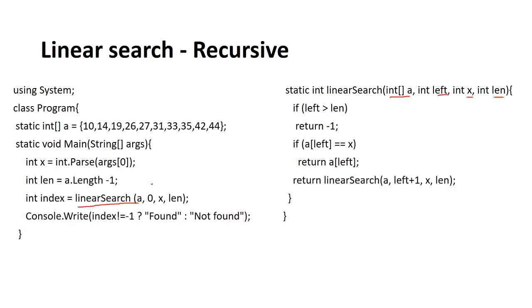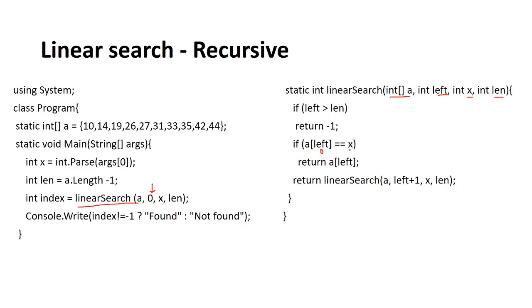You see here, the first time the value of length is 10. Now is 0 bigger than length? Since we are searching from here, we are increasing the left every time, and if it is bigger than length, it means that we crossed the limit and the value is not available, so we have to return minus 1. So if left is bigger than length, that is 10, return minus 1. Otherwise, check, is a of 0 equal to the value of x.